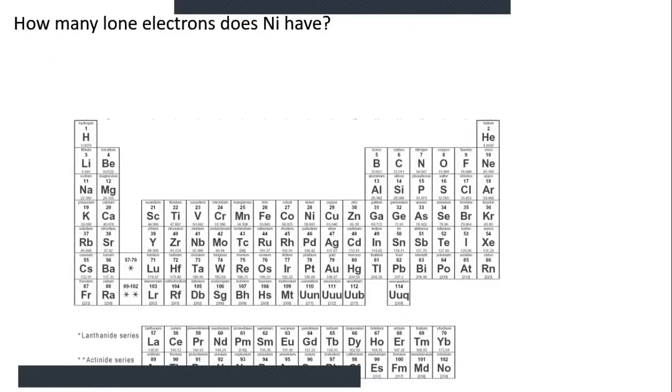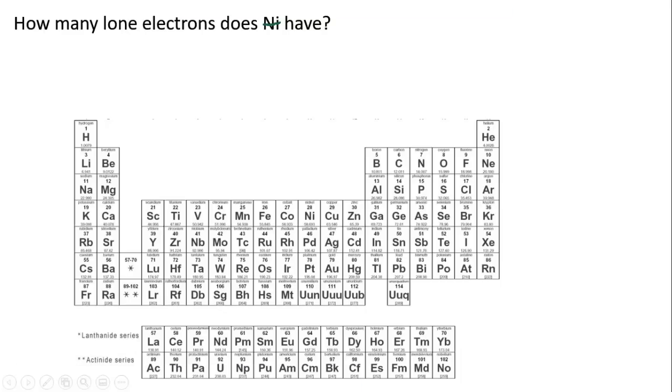So here we want to know how many lone electrons does nickel have? Actually, let's not do nickel. Let's do cobalt, because we already did nickel earlier. So we want to know how many lone electrons does cobalt have? Cobalt is located right here. It's located on what row? That's right, on the fourth row. So that's going to be 4s2 and then 3d7, because again it's the row minus 1. And the preceding noble gas is argon.